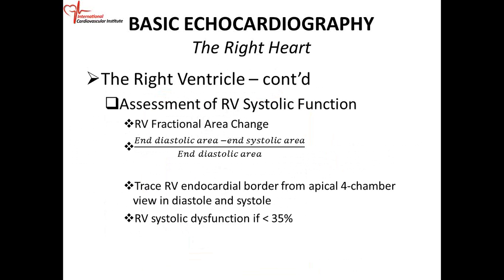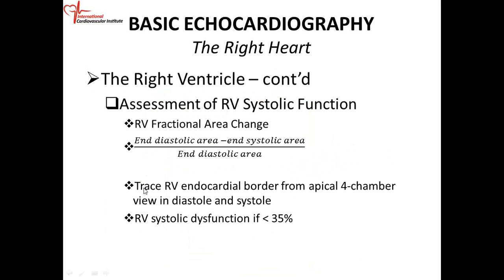All right, so we talk about the fractional area change, and that's another means of assessing RV systolic function. It's an area measurement, a change in the area. So it's the end diastolic area minus the end systolic area divided by the end diastolic area, and it should be greater than 35%. If it's less than 35%, then it suggests RV systolic dysfunction.